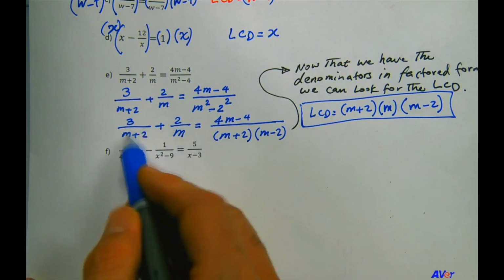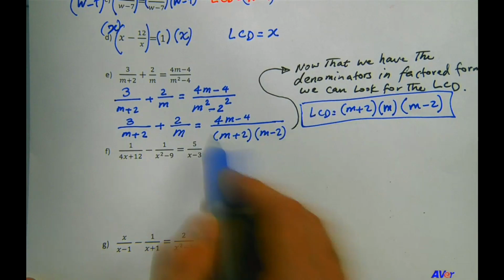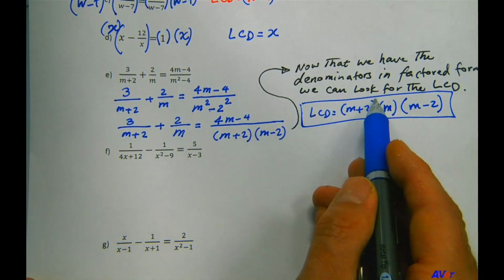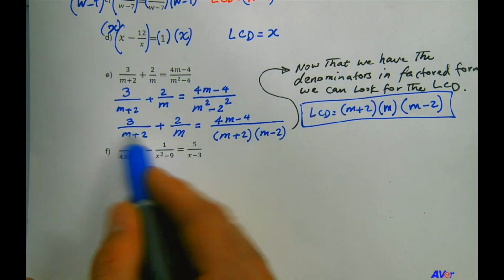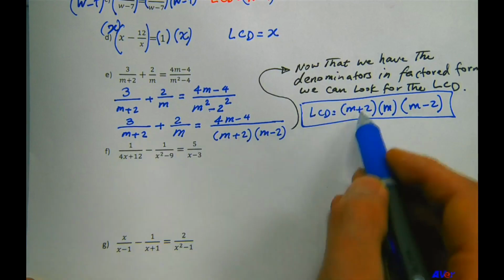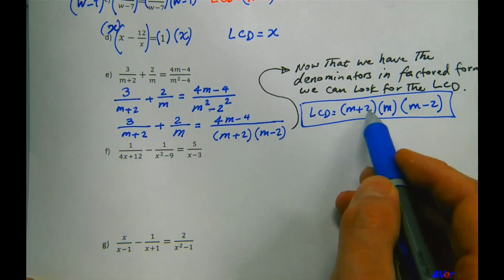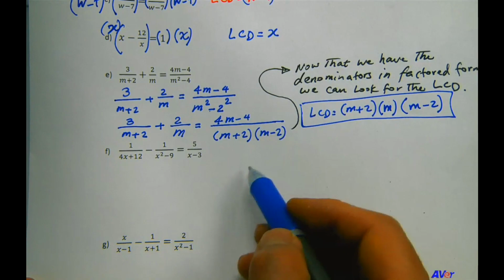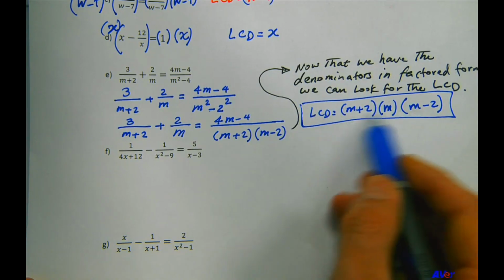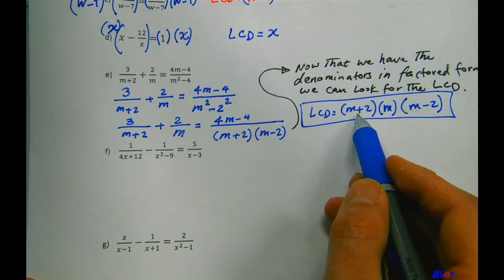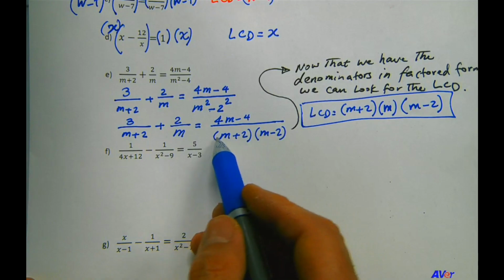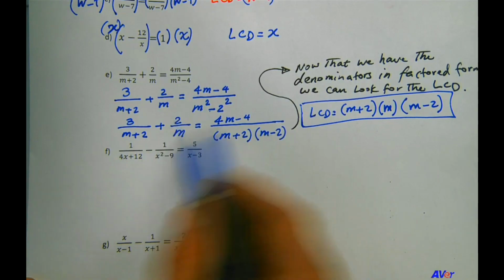So the power of m plus 2 is 1. You see the m plus 2 to the first power. If m plus 2 was to the third power here, under this fraction, then in the LCD we would have m plus 2 cubed, to the third power. So once again, the LCD must contain each factor from the denominators in the highest power it appears under any one fraction.